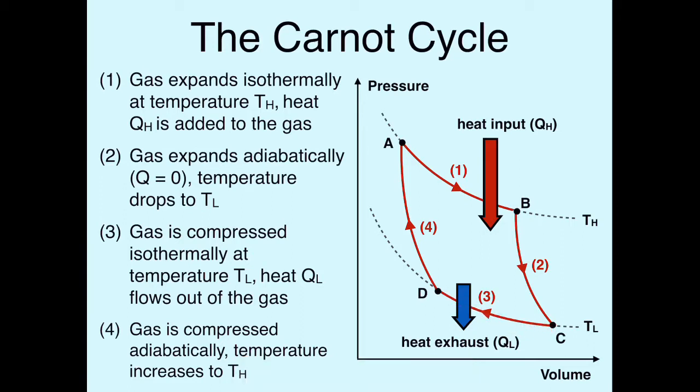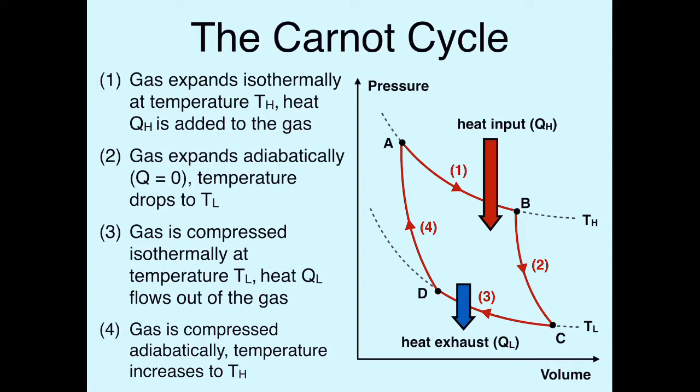Okay, the last thing that happens then is we follow this curve from point D to point A, which is an adiabatic compression. So again, adiabatic means Q is equal to 0. And if we compress the gas adiabatically, we will end up back here at point A, right where we started. So that's one full cycle. That is one complete Carnot cycle.